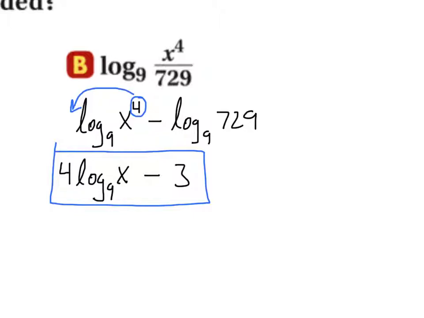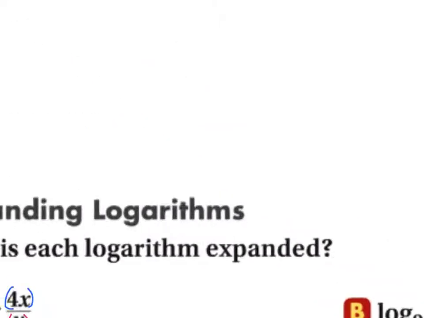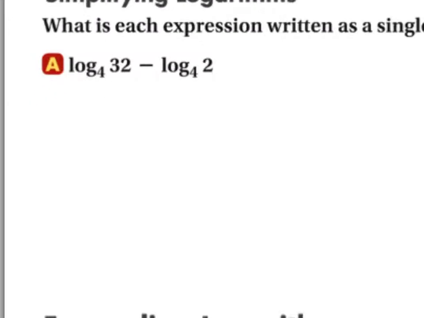Okay? Questions so far? All right, well, let's try another one. Now we are going to start compressing. We're going to rewrite these expressions as a single logarithm, okay, using a single logarithm. So looking at log base 4 of 32 minus log base 4 of 2. I have minus there. So how do I put those together? Division. So I have log base 4 of 32 divided by 2.